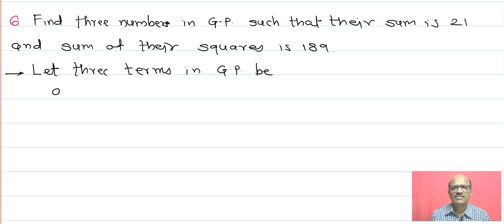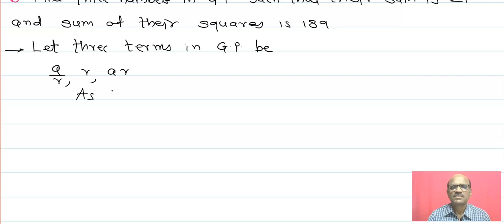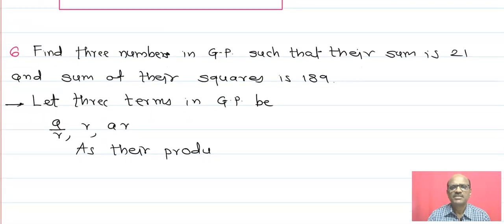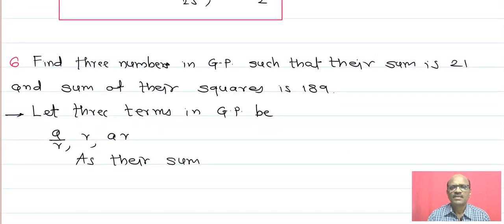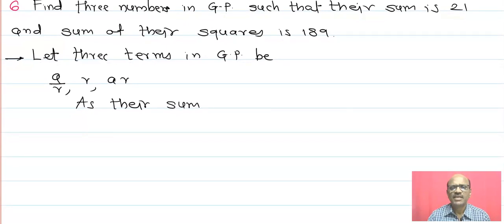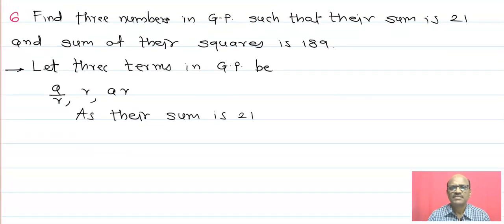Now the next is: find the three numbers in GP such that their sum is 21 and the sum of their squares is 189. Now let the three numbers in GP be a upon r, a, ar, as their sum is 21. Therefore a upon r plus a plus ar is equal to 21.